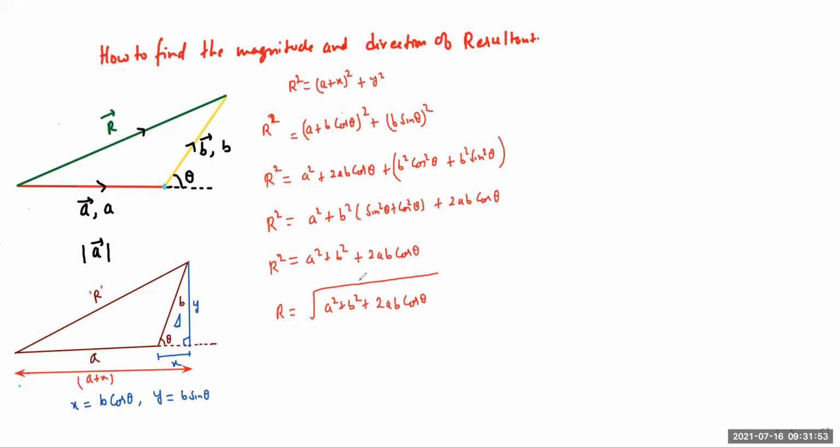Now here we need to realize something: when we write this formula for R equals to whatever, theta is a very important factor. What is theta representing here? It's not just some formula. Theta is the angle between the vectors.